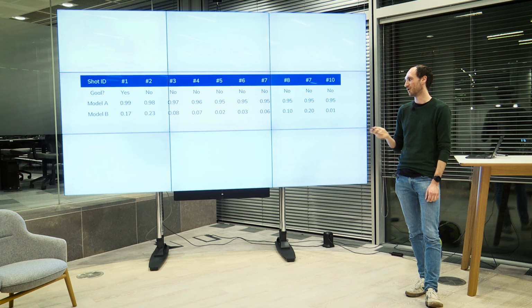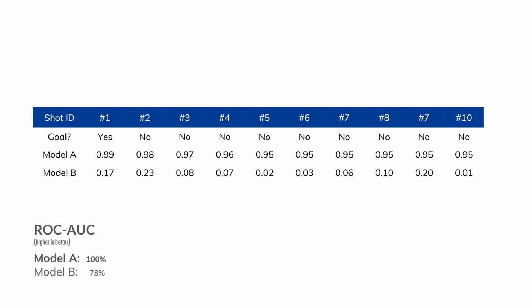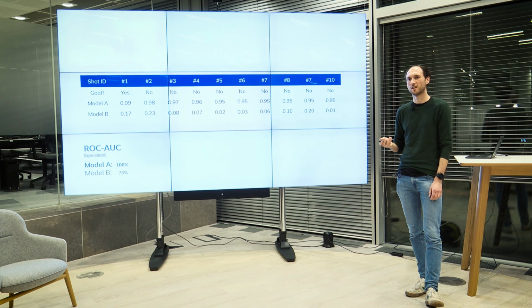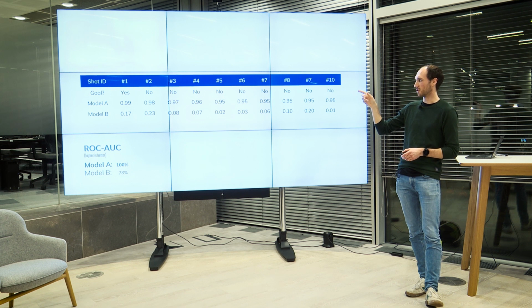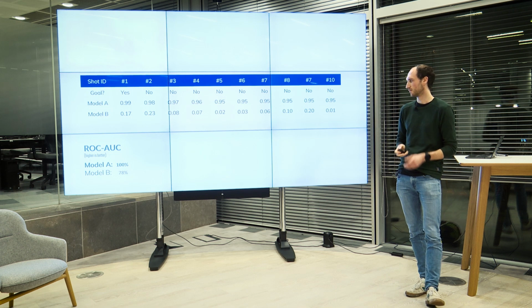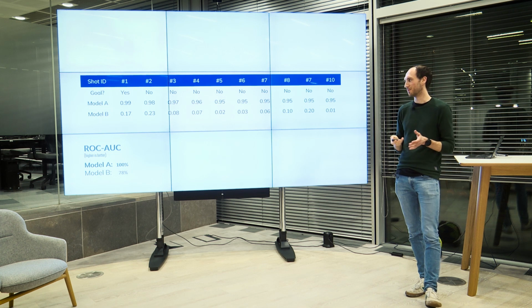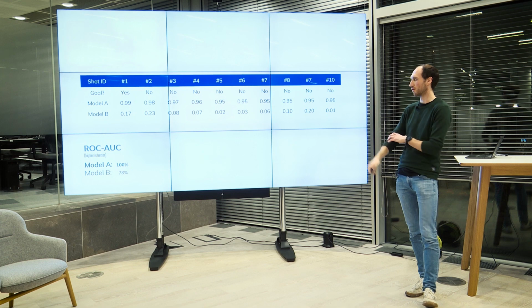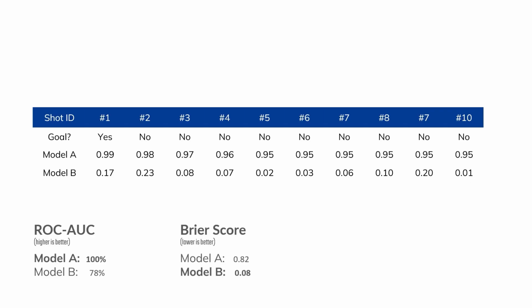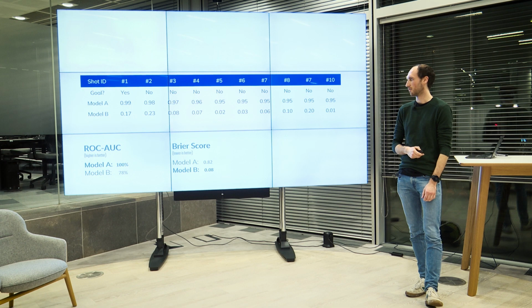Yet, if you look at the area under the ROC curve, model A is clearly better. And that is because the area under the ROC curve is a ranking metric. So all it looks for is whether the shot that resulted in a goal got the highest probability. Yet for XG, you're typically more interested in the underlying probabilities to be accurate. And then in that case, it's better to use a proper scoring rule like the Brier score. And then you can see that model B indeed gets a better rating.